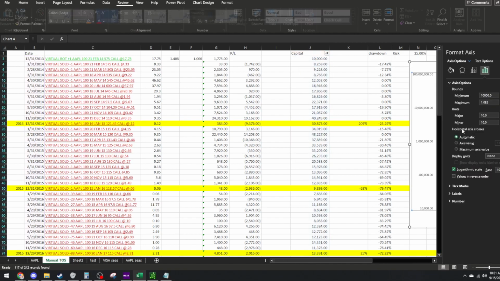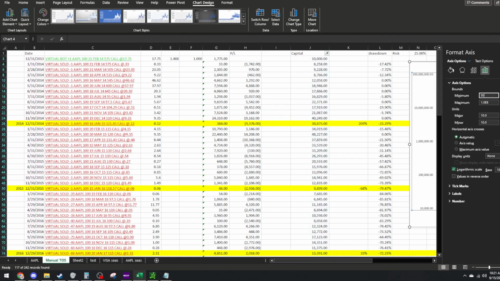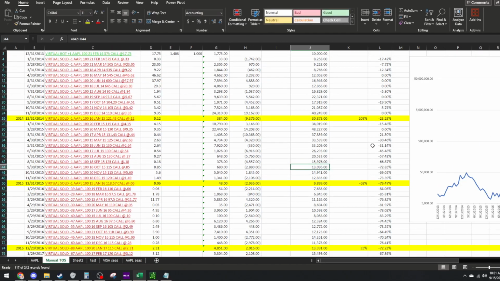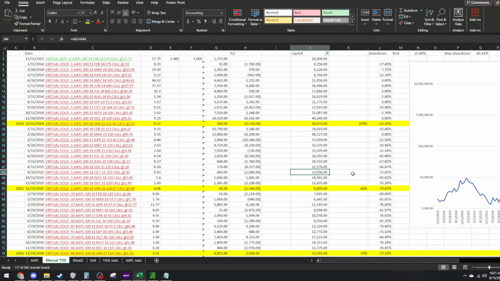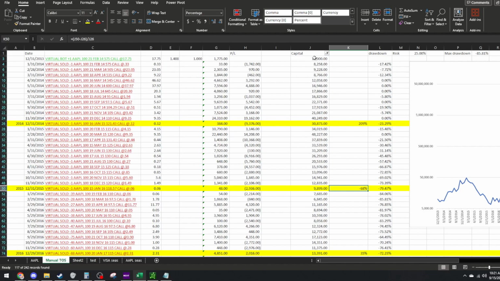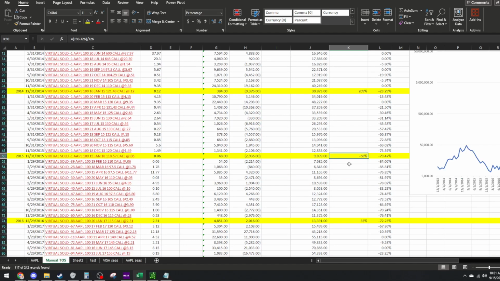Now I have to fix this. Hold on. Let's change this to like 5,000. Make sure that looks good. Okay, cool. So you can see we went down 68%. So this strategy is very aggressive. It is a risky strategy, but if you wanted to put a small amount of capital at risk to make large returns over the next 10 years, this is a strategy that I found that's pretty good so far.